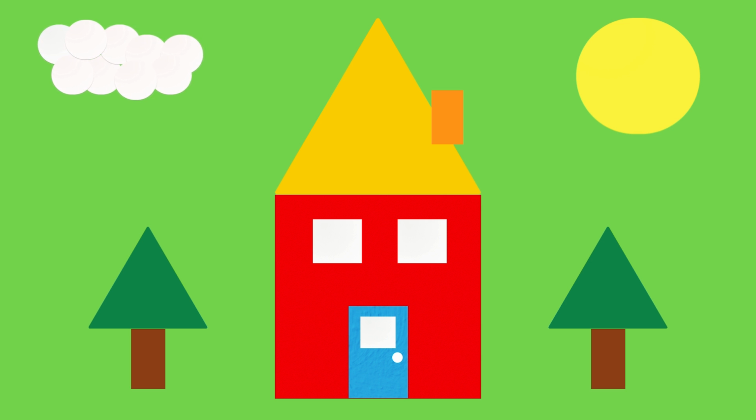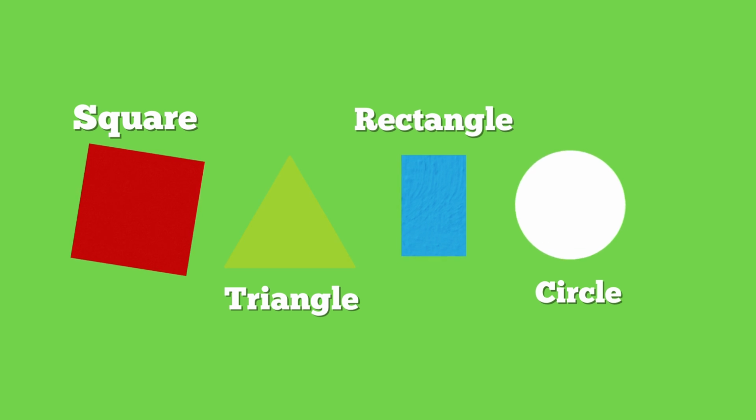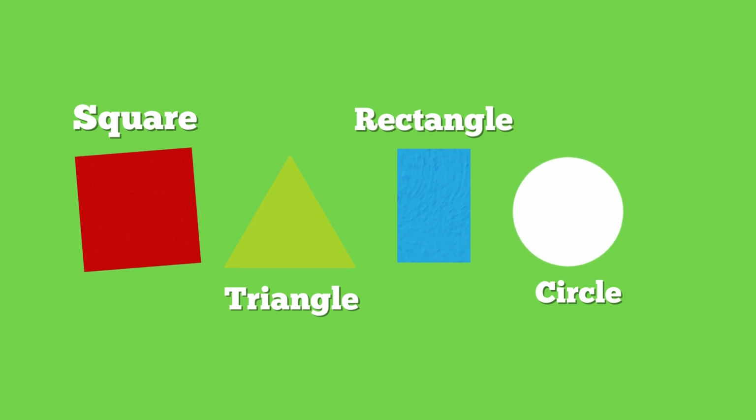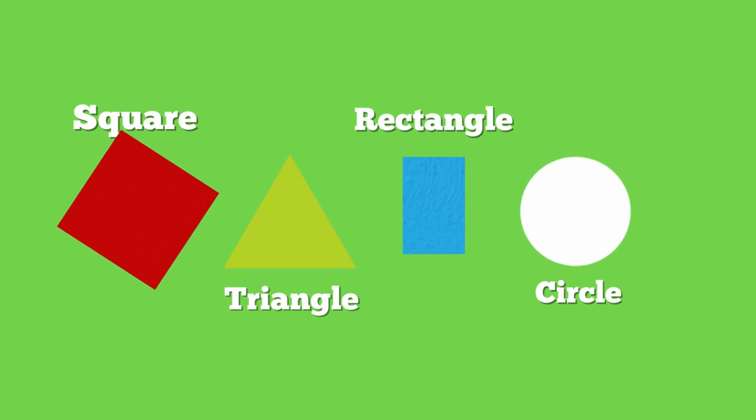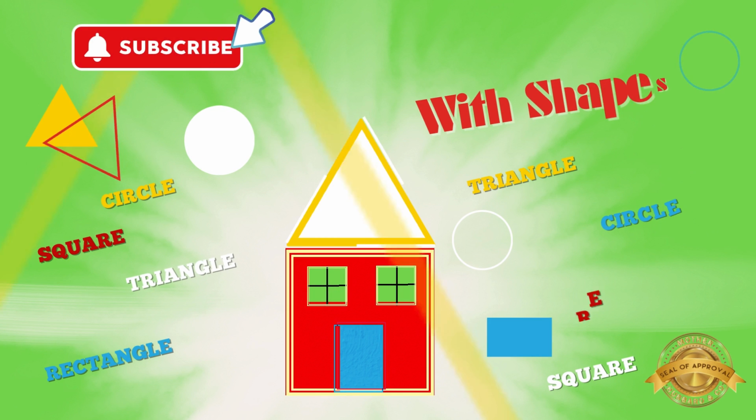So let's recap. We built an amazing house today using 4 fantastic shapes: the square, the triangle, the rectangle, and the circle. Shapes are so versatile and fun. If you want to keep experimenting with shapes, pull out your pencil and paper and let's see what amazing designs that you create. Good luck!